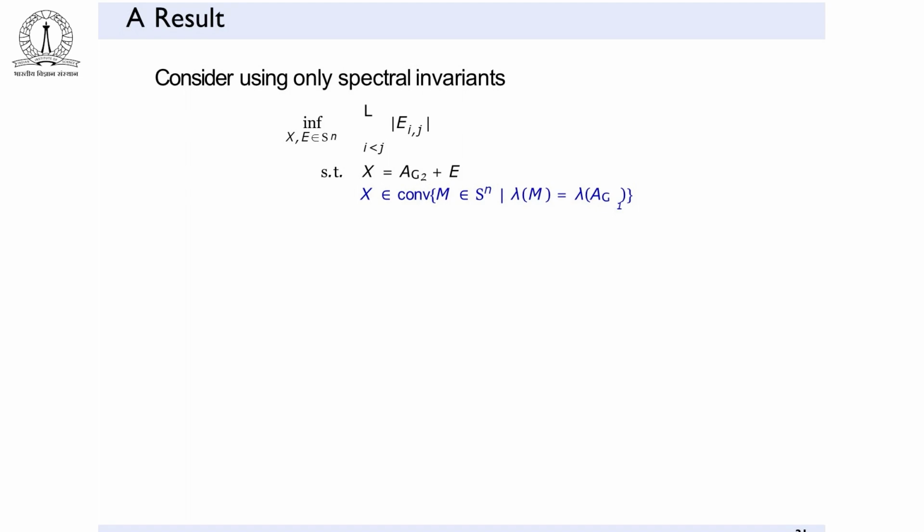So here too we have a result. Imagine only using spectral invariants. This is the only constraint we have, eigenvalue-based constraints. Then there is a theorem that goes as follows. This is an easier theorem to digest somehow. Suppose G1 is the thing we're sticking into this constraint.